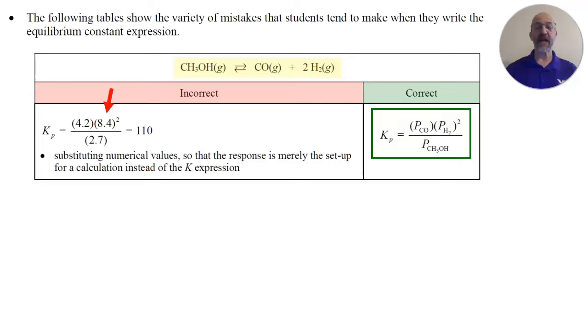So I've shown you examples of the correct way to write a Kc or a Kp, and I've shown you several examples of student mistakes with the hope that you will recognize those mistakes and then avoid making them when you take the AP Chemistry exam.